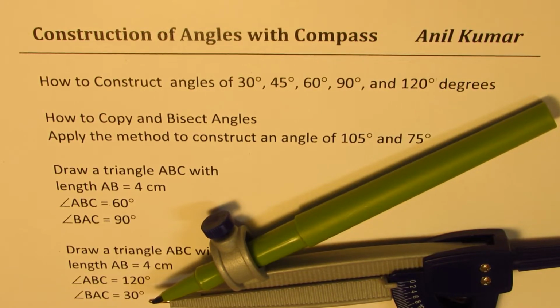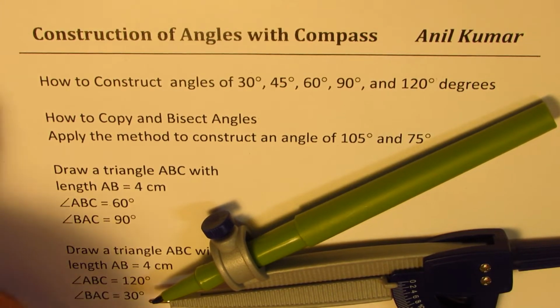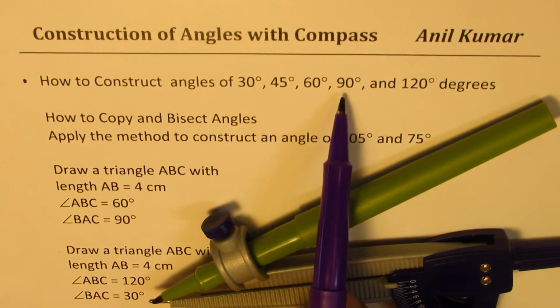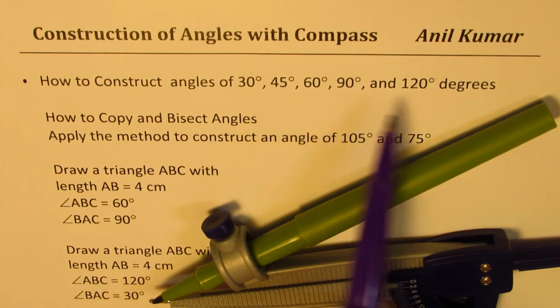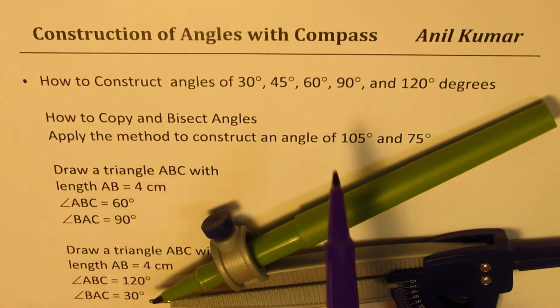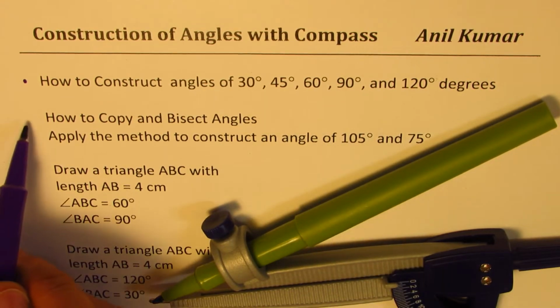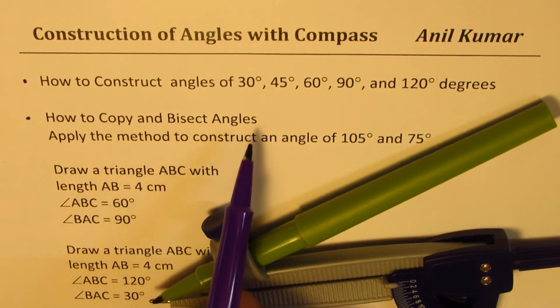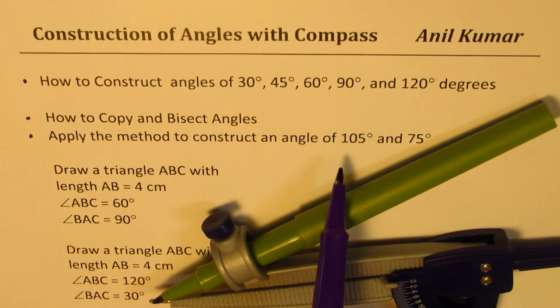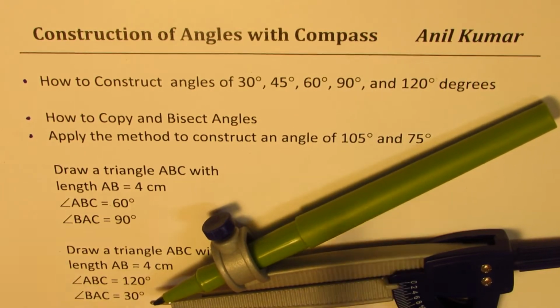We'll actually see how to construct all the angles mentioned here with the help of compass. We are going to use protractor only to check our result. So we'll begin with construction of angles like 30 degrees, 45 degrees, 60 degrees, 90 degrees and 120 degrees. All these will be constructed using a straight line which makes 180 degrees and by bisecting them. So we'll learn how to copy and bisect angles, and we are going to apply this principle to further make angles of 105 degrees and 75 degrees.